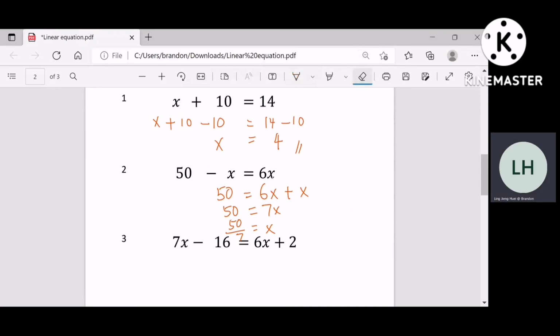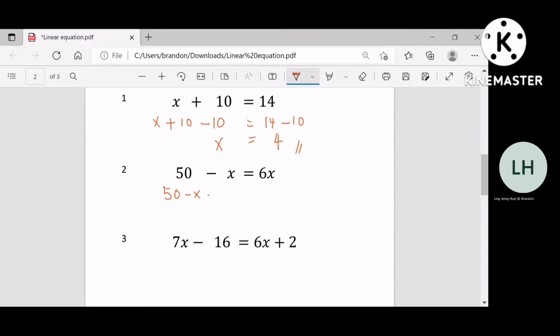So again, alternatively, we can add plus x on both sides to eliminate the x. Let's see how we can do this. 50 minus x, and because you want to eliminate x on your left side, 6x plus x. So you can see that when you add an additional x, you get a 0x. That leaves you only with a 50 here. So with that, you get the same answer as well.